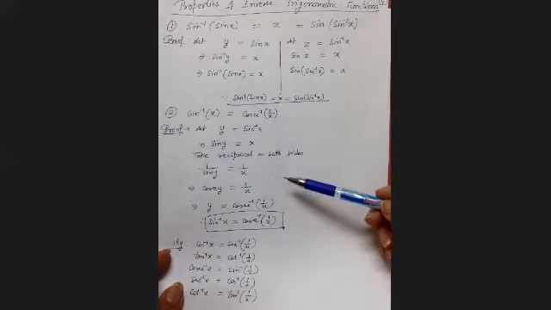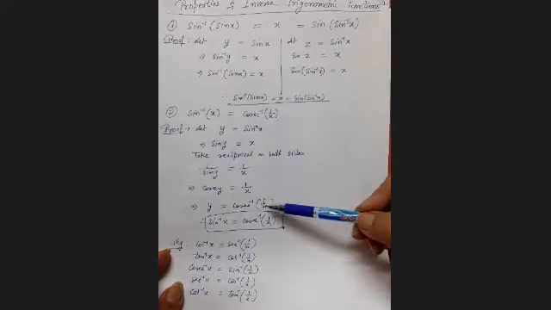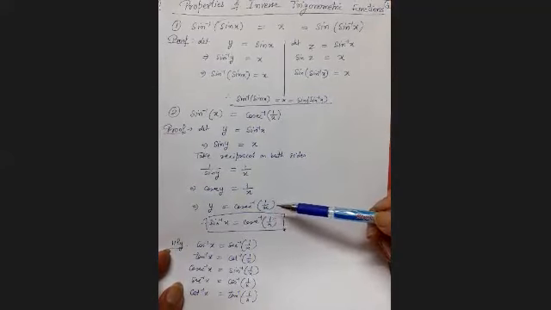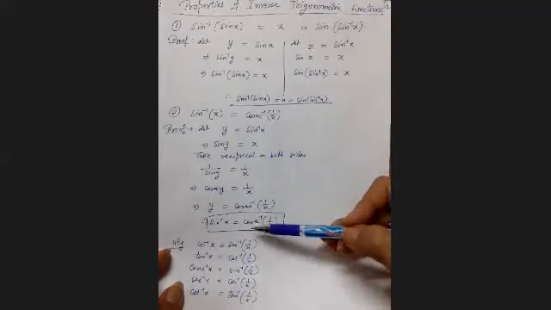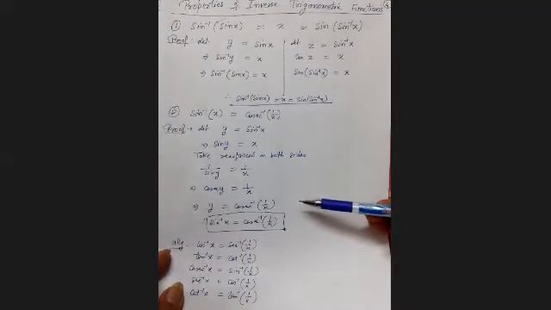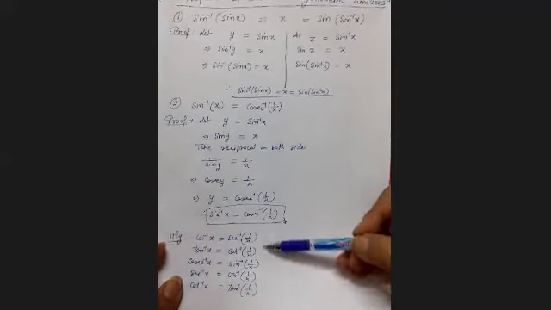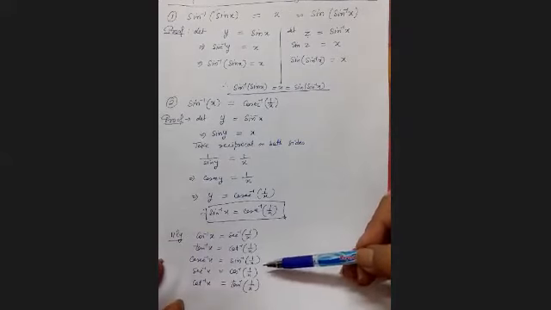And 1 upon sine y is cosec y. Then we shift cosec to the other side, and it becomes inverse. Then cosec inverse 1 by x is y, and y is sine inverse x. Therefore, sine inverse x is cosec inverse 1 by x. Similarly, we can prove these inverse trigonometric function relations. This you can try yourself.